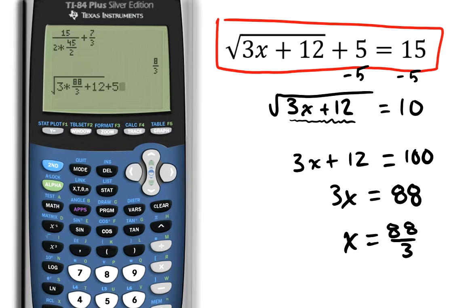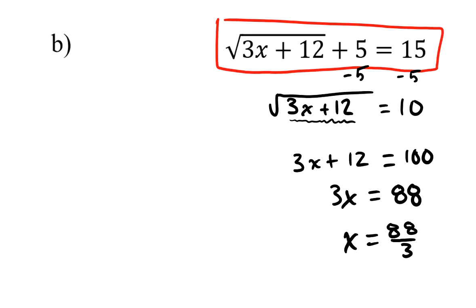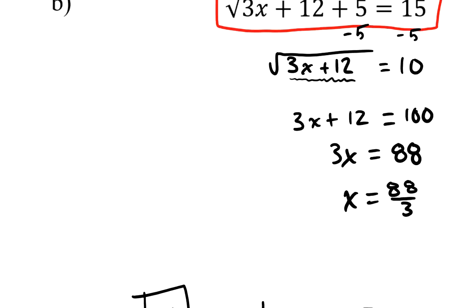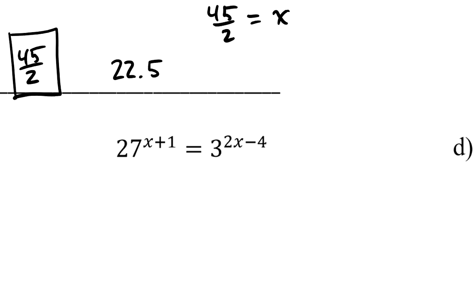Okay, so take a look at it. You can see the radical ended right there at the 12, and then 5 is added outside of it. So this is the square root of 3x plus 12, and then plus 5, and when I press enter it should say 15, and it does. So what we have here is a solution that has been checked. It definitely makes both the left-hand side and the right-hand side equal to 15.